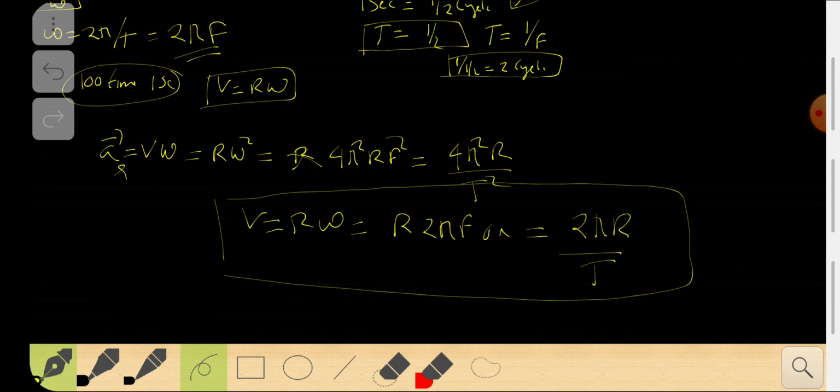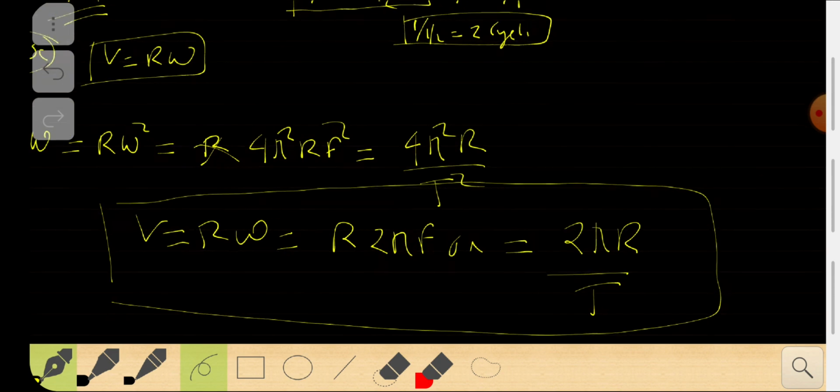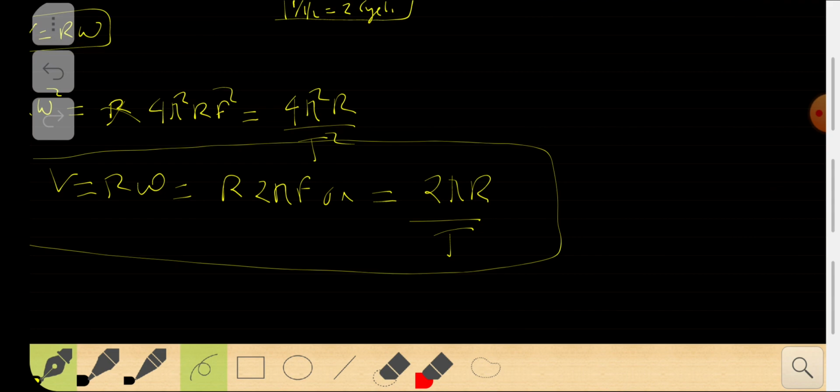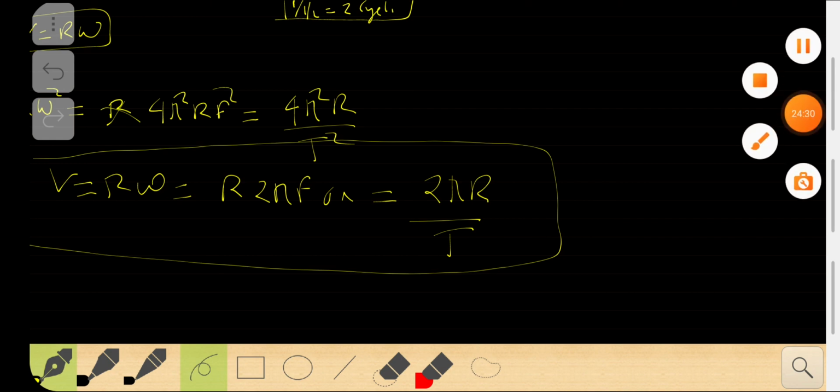So the time period is the time required for one complete circulation, and frequency is the number of circulations that you have in 1 second. So I'm going to stop here. Next time we are going to look at the Coriolis force, and maybe do some problems as well. Okay, so I hope you guys benefited from this, and let's see you next time.